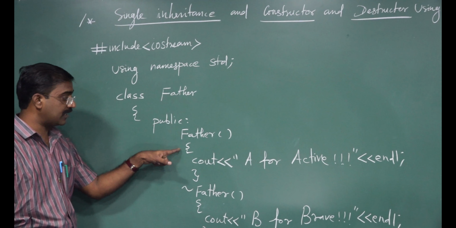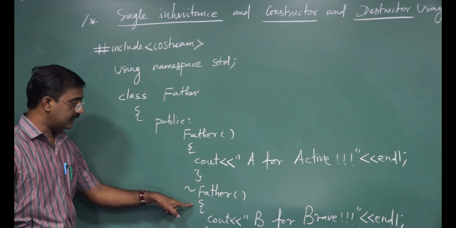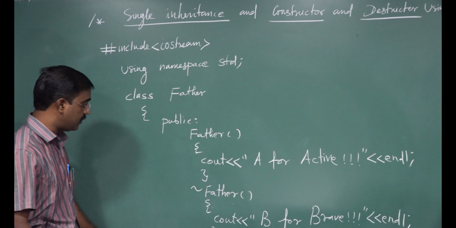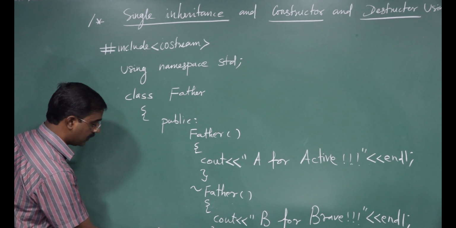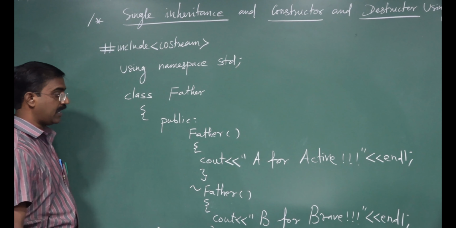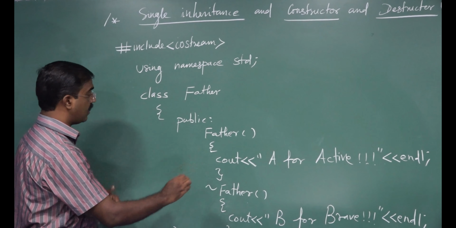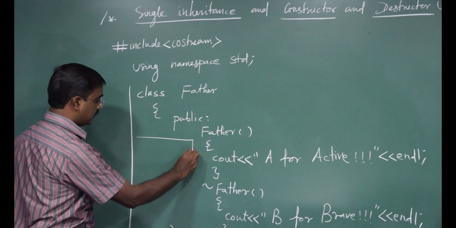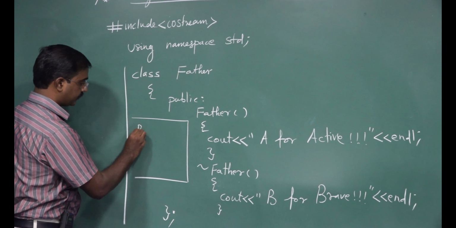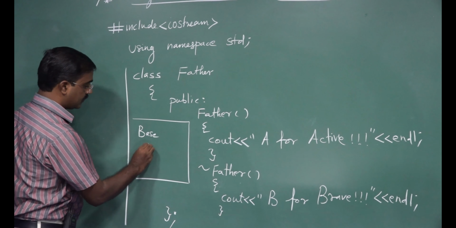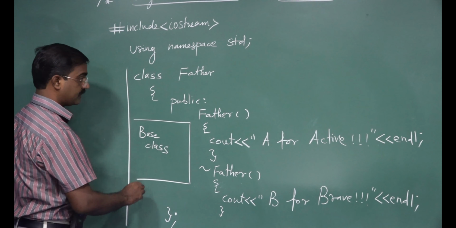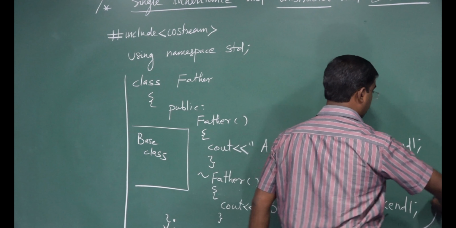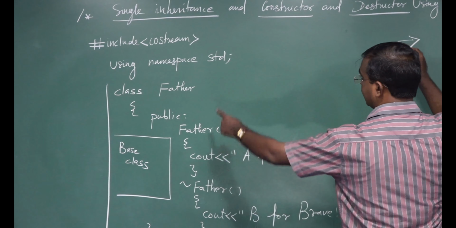You see here for the constructor open and close, and for the destructor open and close, but the class body should be terminated by a semicolon. So what is this area, sir? This area is nothing but the base class. In this base class, we will continue the process. The concept is single inheritance.